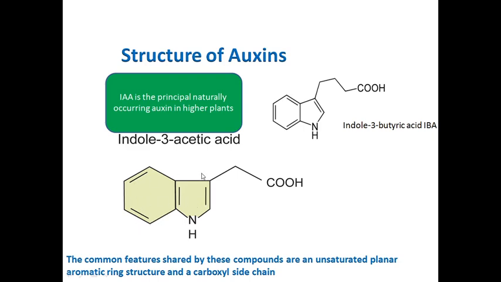So what is the common feature? You can say they have planar, unsaturated, aromatic rings and a carboxyl side chain. You can see here's a carboxyl group, here's a carboxyl group. So they have the carboxyl side chain. One thing you see in common to all auxins is that they have the planar unsaturated aromatic ring structure with the carboxyl side chain.